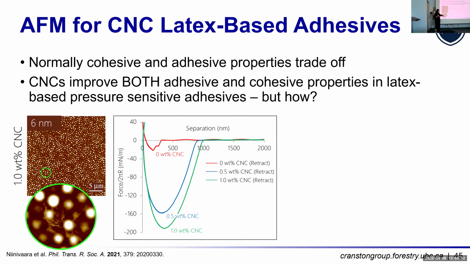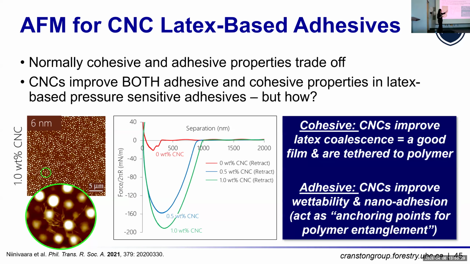We could look, I know you can't see it from the back there, but there are all little CNCs bridging the spheres together here. And so that was bringing everything together and holding the films together. That's why my cohesive properties and the shear measurements are so good. So in one sense, the CNCs improve latex coalescence, so you get better films and they're tethered to the polymer.